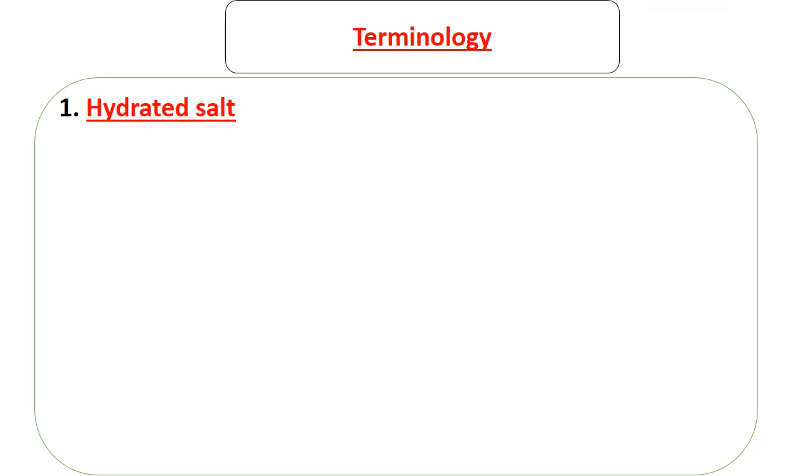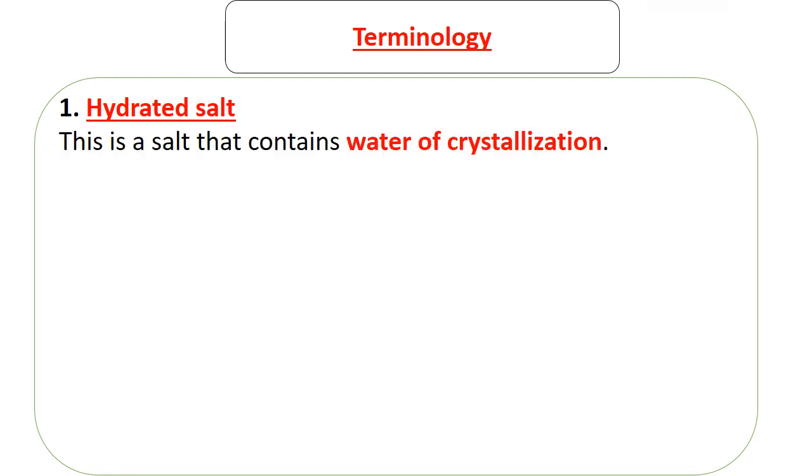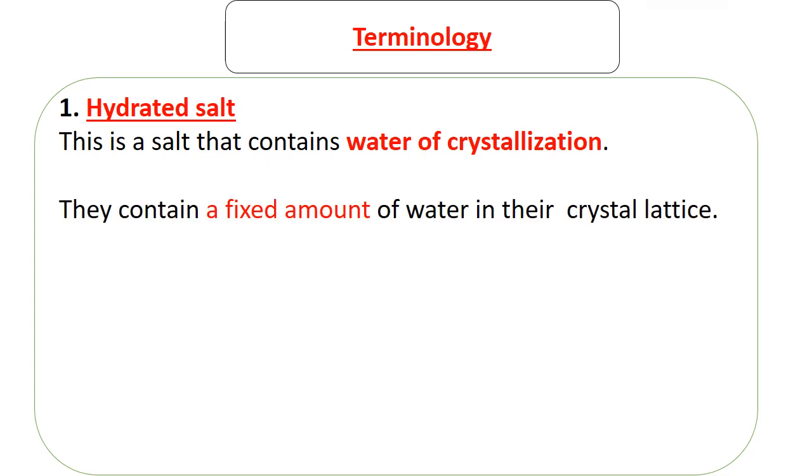When you drink water, they say you are hydrated. And when you don't have water, they say you are dehydrated. So a hydrated salt is just a salt that has water in it. A hydrated salt can be defined as a salt that contains water of crystallization. The question is, what is water of crystallization? Hydrated salts contain a fixed amount of water in their crystal lattice. What does it mean? Remember when we talked about crystals, a simple example of a crystal is a cube of salt. A single cube of salt is roughly a good example of a crystal.